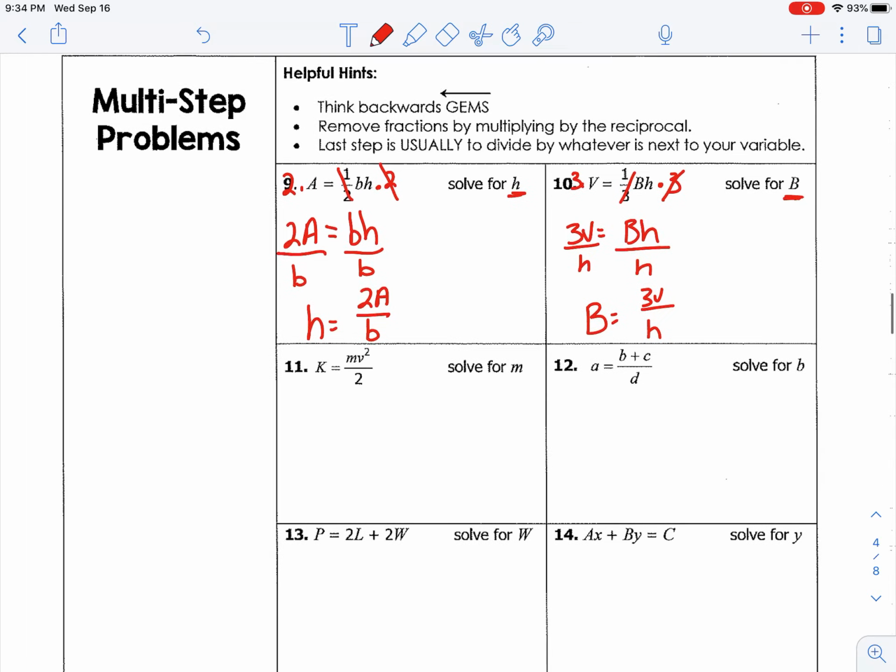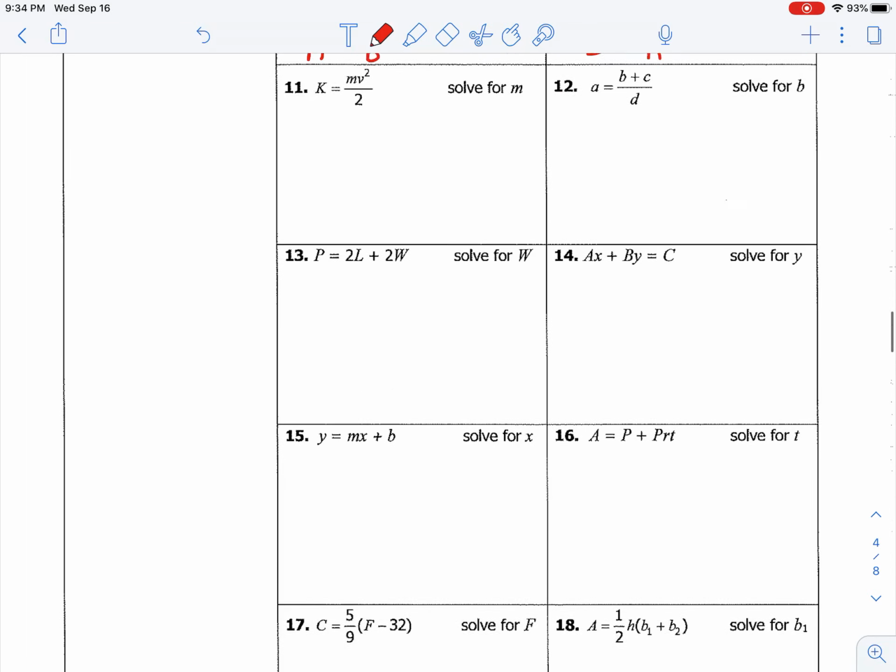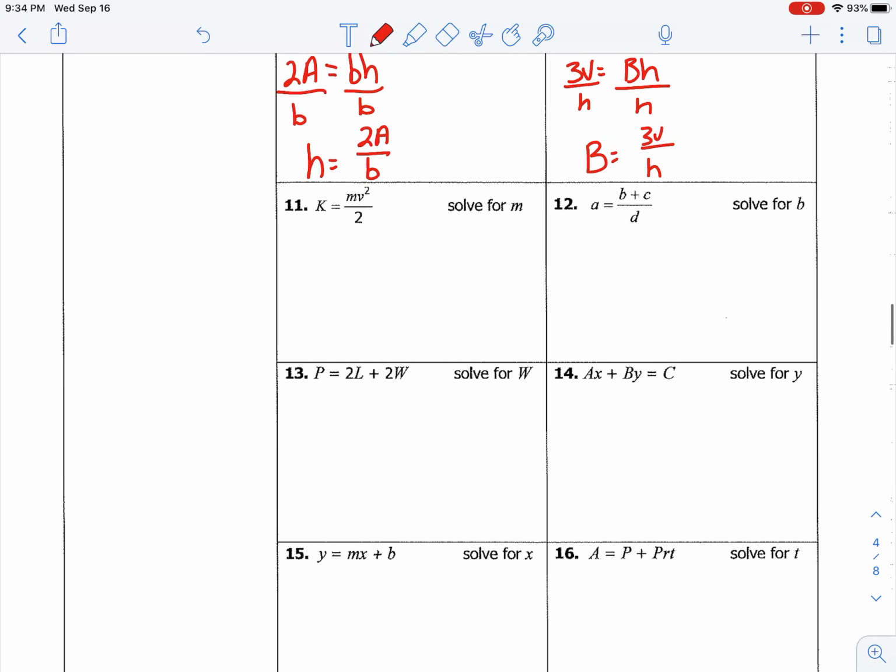And again, all these problems are going to work similar. There's multiple operations that go along with each one. Okay, we're solving for m. So I want to get rid of that fraction. So again, since I'm dividing by 2, I'm going to multiply by 2. So 2k is equal to mv squared. Again, we're solving for m, so that means I need to get rid of the v squared. So we're going to divide by v squared. So that means that m is equal to 2k over v squared.